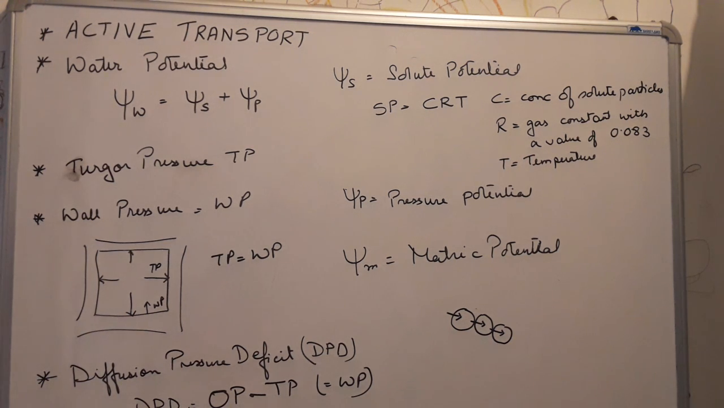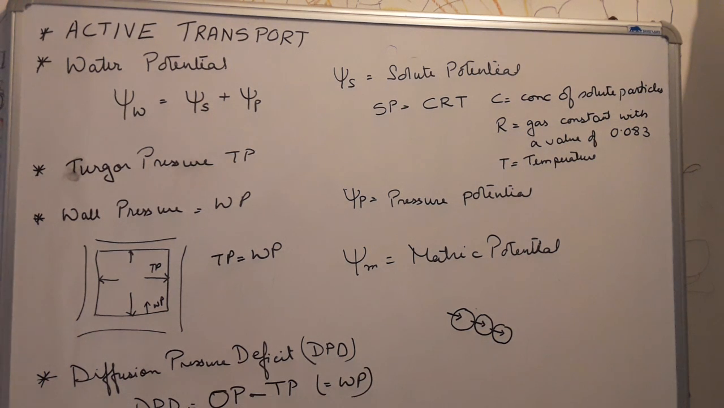That means the wall pressure is being created, which is equal to the turgor pressure. Whatever amount of turgor pressure is created, an equal amount of wall pressure is created in response to that. This is the balance by which the shape and size of the cell is maintained. Therefore, the turgor pressure TP is always equal to the wall pressure WP.